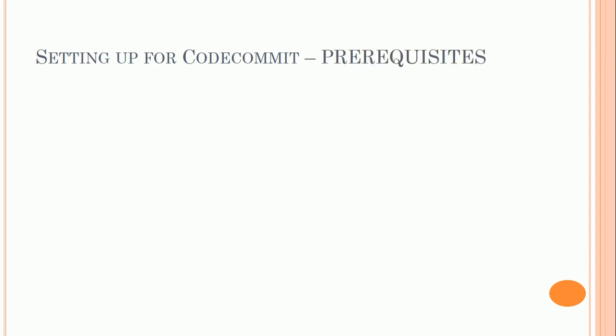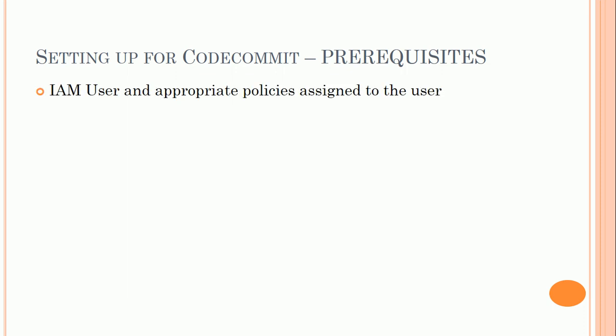Now let's see some prerequisites for the AWS CodeCommit repository and for connecting the local repository to it. First, there must be one IAM user defined, and some appropriate policies should be assigned to that user. The policies are as follows: AWSCodeCommitFullAccess and IAMReadOnlyAccess. These two policies should be attached to the user.